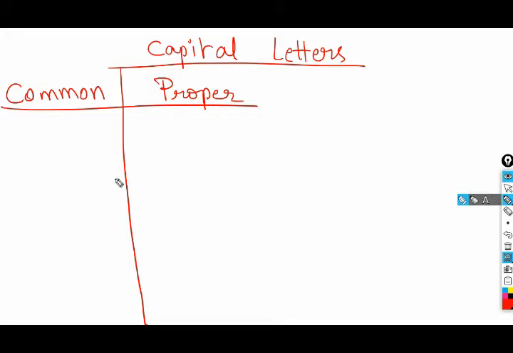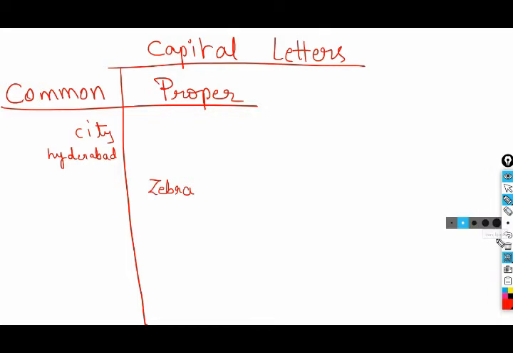Now, if I am imagining correctly, some of you would have written the word city in common, and also you would have written Hyderabad under common. I'm just imagining some people would have written like this, and especially the word zebra, most of you should have written under proper. Now, if you have written like this, then I should say that you have written something that is incorrect.